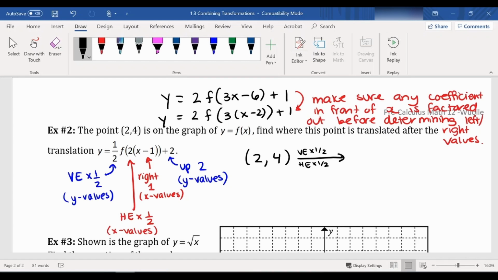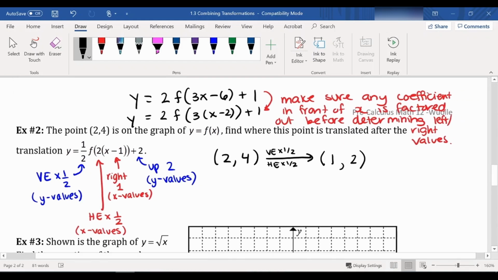So my x coordinate is 2. If I multiply that by 1/2, I get 1. My y coordinate is 4. If I multiply that by 1/2, I get 2. Once I have my new point on what would be my ghost graph, I can map that and do my up 2 and my right by 1. If I move right by 1, my new x coordinate will be a 2.